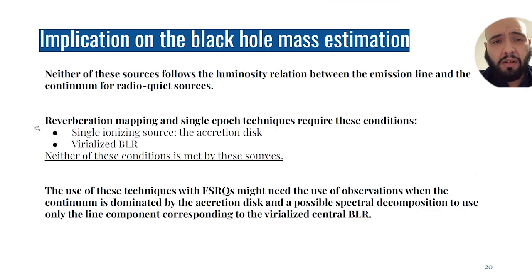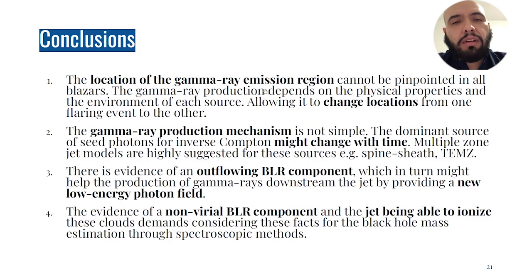Reverberation mapping and single epoch techniques require a single line-emitting source, the accretion disk, and a virialized broadline region. Neither of these conditions is met by these sources. The use of these techniques with flat spectrum radio quasars might need the use of observations when the continuum is dominated by the accretion disk, and a possible spectral decomposition to use only the line component corresponding to the virialized central broadline region. Lastly, the conclusions.